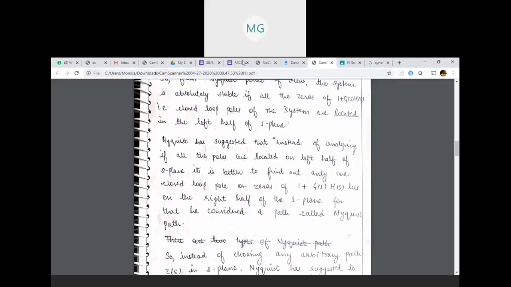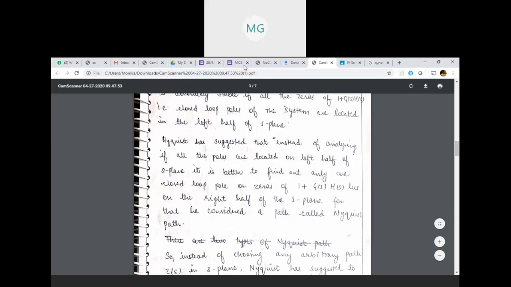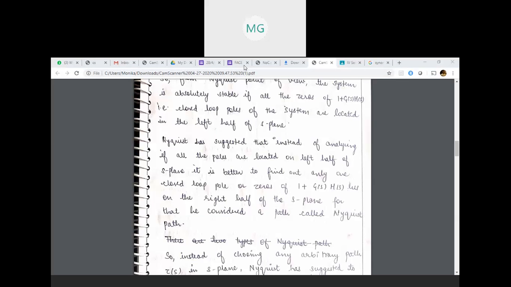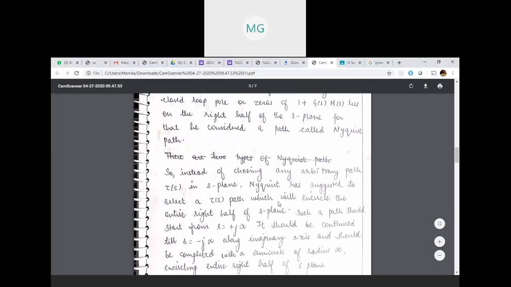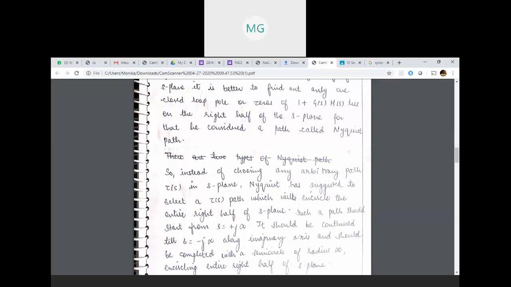Have you understood till here? Fine. Now, today we are going to learn about Nyquist path. So, for that he considered a path called Nyquist path. Instead of choosing any arbitrary path in S-plane, Nyquist has suggested to select a path which will encircle the entire right half of S-plane. So what are we going to do? We are just going to find if any pole or zero lies in the right half of the S-plane, then the system is unstable. So how to find it? He suggested we'll consider Nyquist path. Now what is Nyquist path? To select a path which will encircle the entire right half of the S-plane.